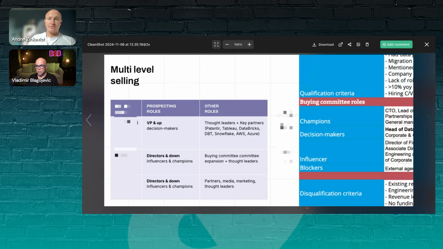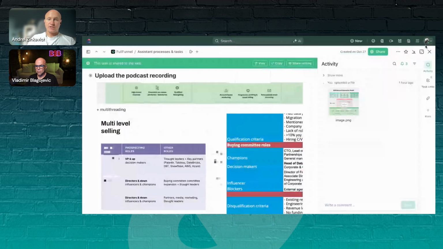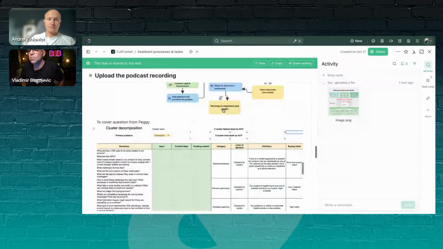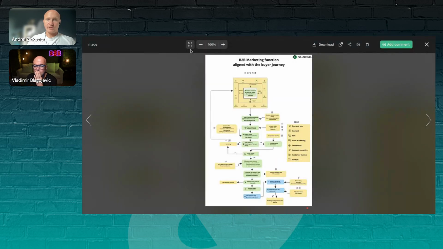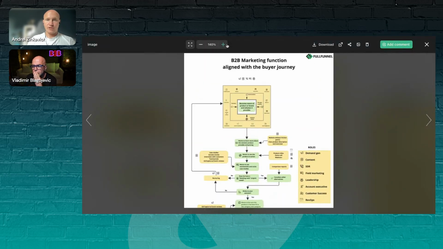And coming back to our marketing function, I will just open it again and zoom in.